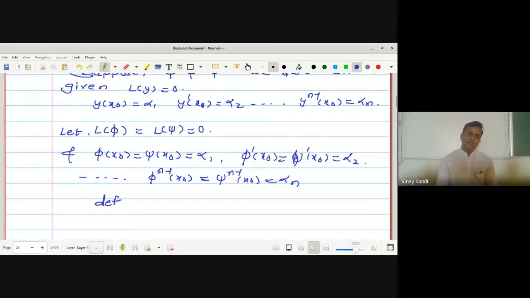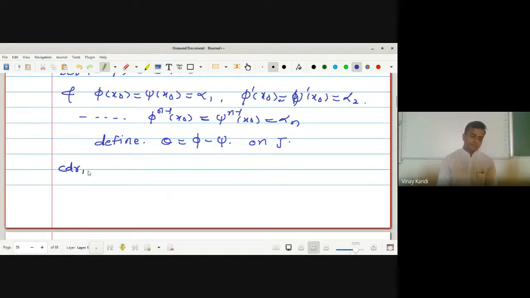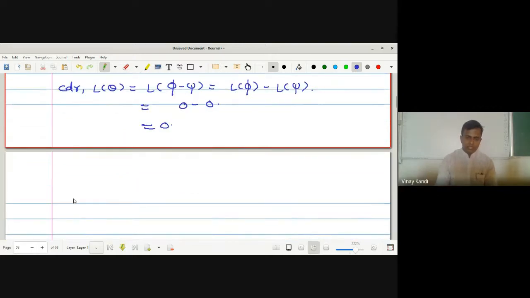Now define theta is equal to phi minus psi on J. Now consider L of theta is equal to L of phi minus psi, which is equal to L of phi minus L of psi, because L is a linear differential operator. It implies 0 minus 0, which is equal to 0. It implies L of theta is equal to 0. Any doubt up here? No, sir.